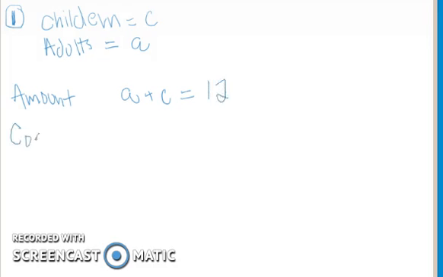Then there's the cost. A lot of times we have these two equations, an amount equation and a cost equation. The children cost $5, so 5 times C, and the adults cost $10. And altogether, $95 was spent.